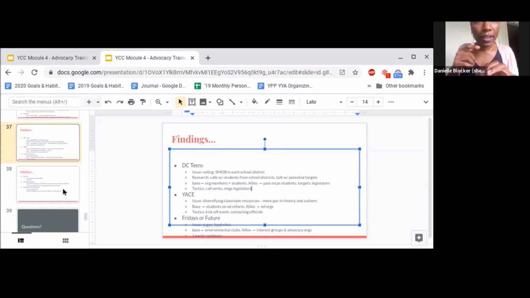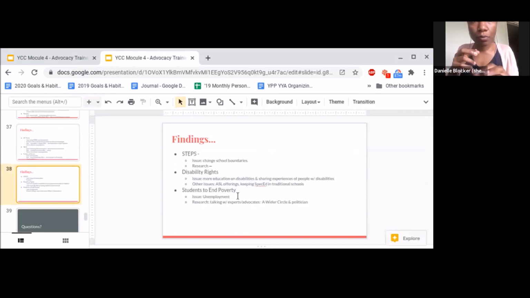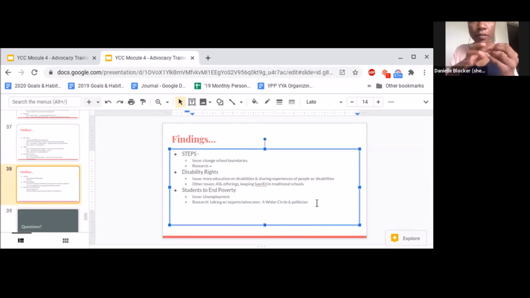And we have Students to End Poverty. I don't think Aaron is here anymore, so I'll just go ahead and share some of the ideas we were talking about. So for the base, he was thinking primarily people in Maryland or his peers who care about or want to learn more about the displacement of people affected by COVID.